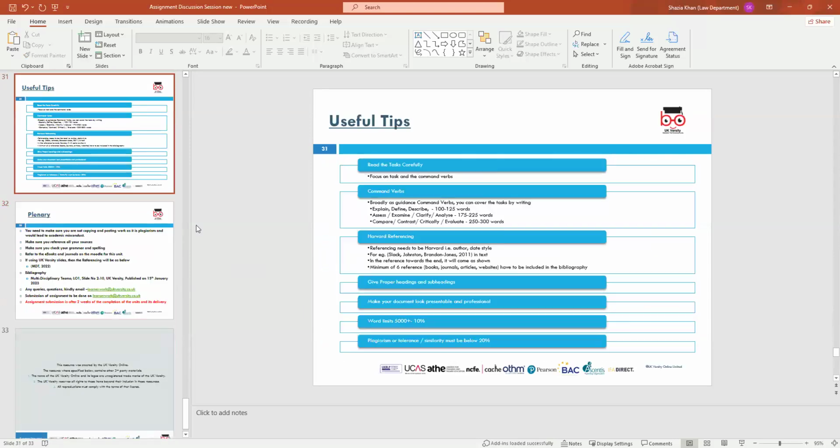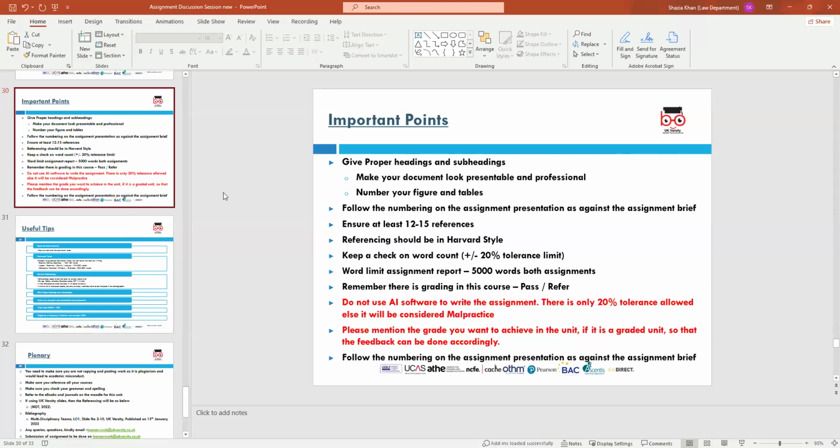Like we said earlier, give proper headings and subheadings, avoid using bullet points, make your document look presentable and professional, follow the numbering on the assignment, ensure at least 12 to 15 references, and references should be in Harvard referencing. Keep a check on your word count and make sure it's under the 20% threshold for AI.